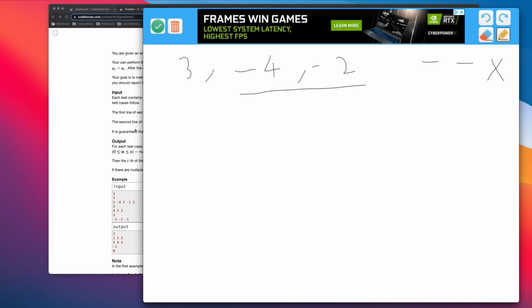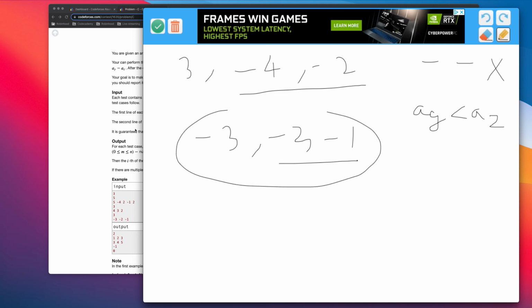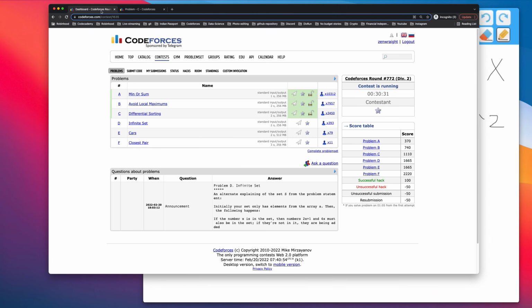By that I mean if it's like -3, -2, -1. In this case, both the numbers are negative, ay is less than az, and we don't need to do any operation, because it's already sorted in non-decreasing order. So this is our solution. In case of minus minus, you would need to handle that case individually, but overall this is the approach. Look at the last two numbers and you will get the answer. So this is how I solved problem C.